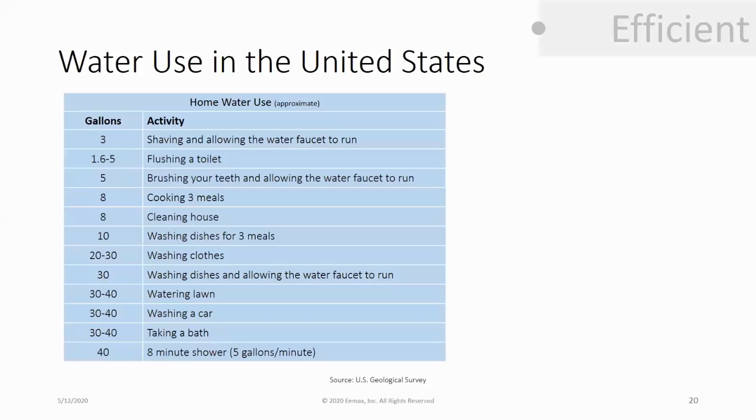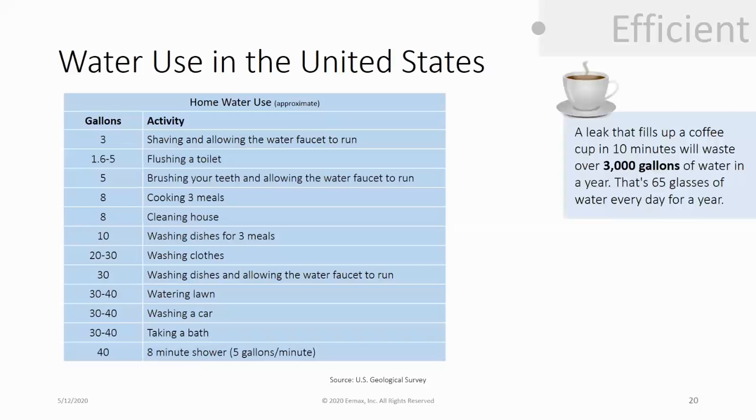So washing your car could be anywhere between 30 and 40 gallons. Cooking 3 meals a day, 8 gallons. Taking a shower, 40 gallons. So while we know the fixtures are regulated, what's the application? Obviously, that's going to vary, use to use, but it gives an overall synopsis of the overall consumption.